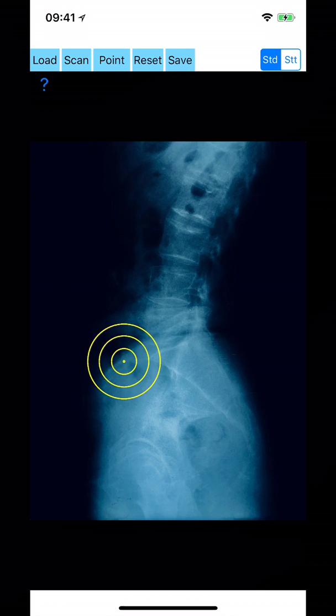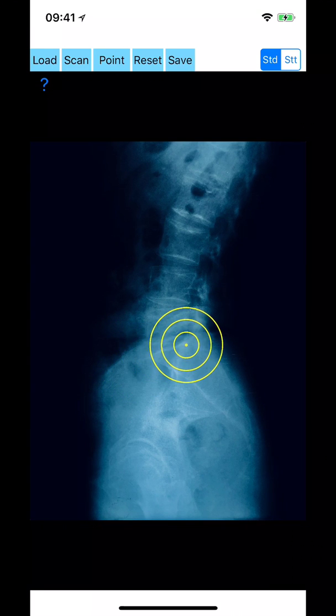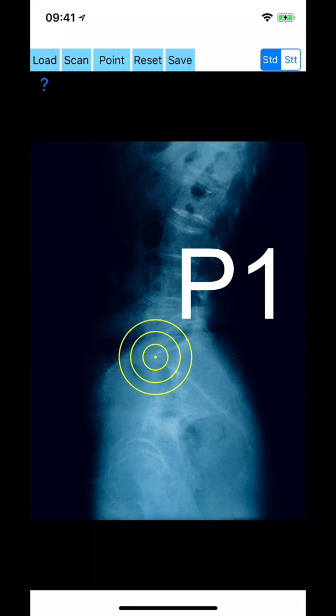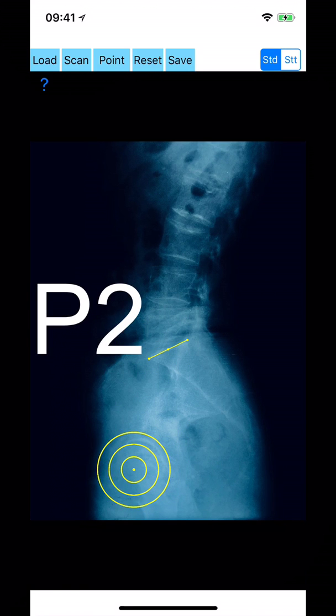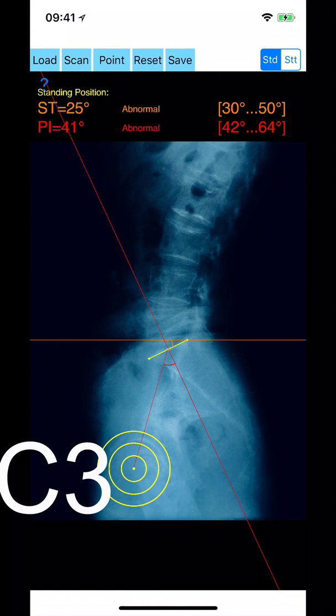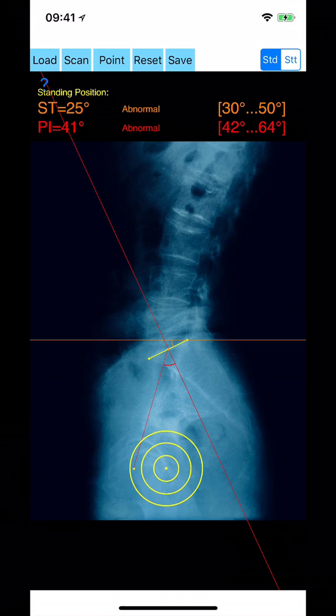With the transparent circular template, you aim to locate the posterior corner on the top margin of S1 of the sacrum, and by clicking the button point the P1 point is marked. Then by clicking the point button at the anterior corner of the superior end plate of S1 vertebra, the point P2 is marked. Next you aim at the center of the femoral heads, and by clicking the point button you mark the center of the femoral head, C3. Pelvic incidence angle, PI, and sacral tilt angle, SS, are calculated.